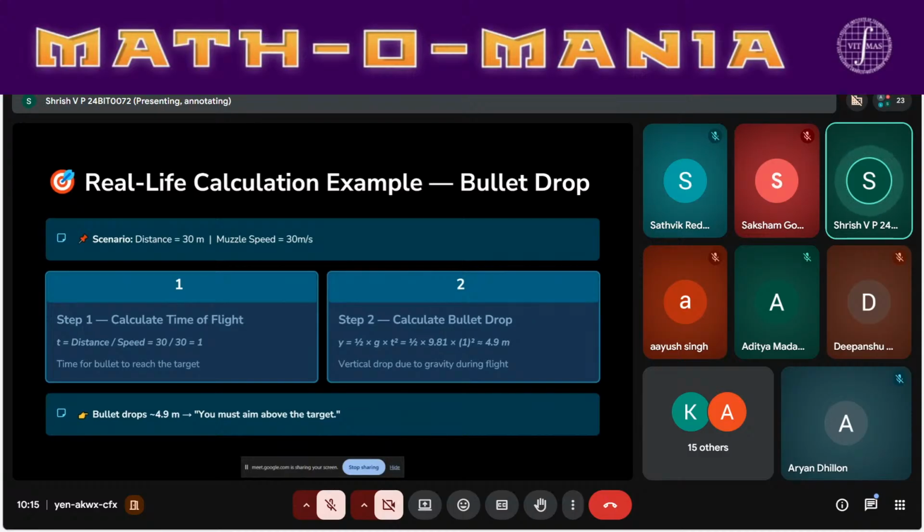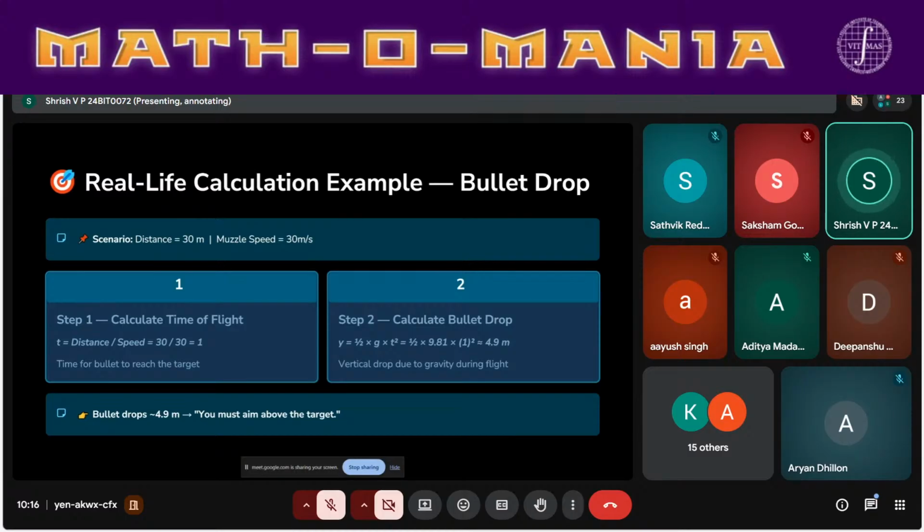So, what you may think is that if you fire the bullet, it will travel in a straight line and directly hit the target? But you are completely wrong. Let's find out by doing some calculations. First, let us calculate the time of flight, which is nothing but t is equal to distance divided by speed. Here, the target is 30 meters away, so the distance is 30 meters, and the speed is 30 meters per second. So the time of flight will be 1 second.